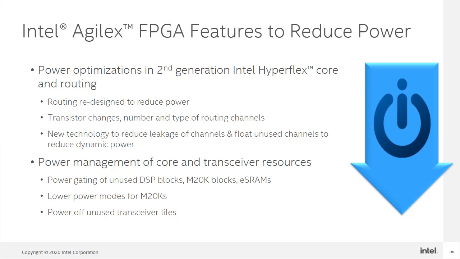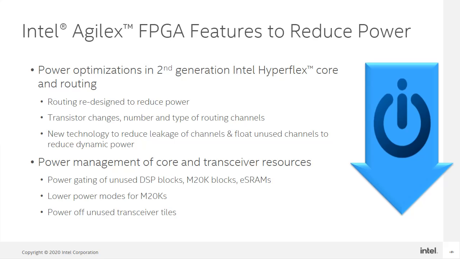In addition to changes in the manufacturing process, changes have also been made to the device itself to lower power use. The transistors and the number and type of routing channels were redesigned to reduce power. This includes new technology to reduce the leakage of the channels and leave unused channels floating. These changes help to reduce the dynamic power the routing in the device consumes.